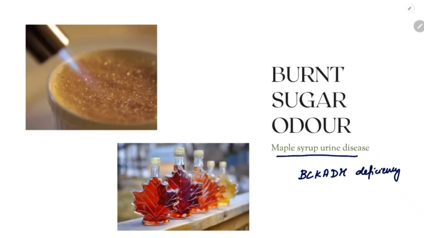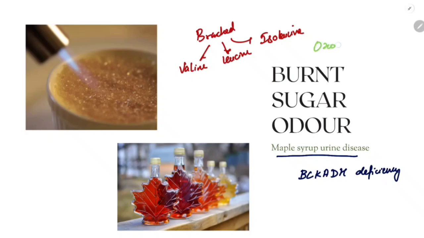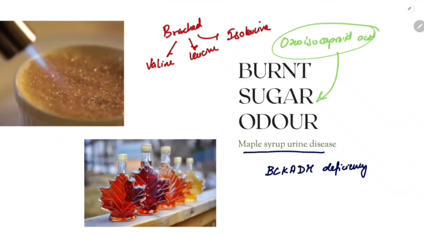So with branched chain keto acid dehydrogenase deficiency there will be accumulation of branched amino acids. What are the branched amino acids? These are valine, leucine and isoleucine. So the branched amino acids all accumulate and will be metabolized into oxo iso caproic acid. This oxo iso caproic acid is responsible for burnt sugar odor. So we have completed all the urine odors.